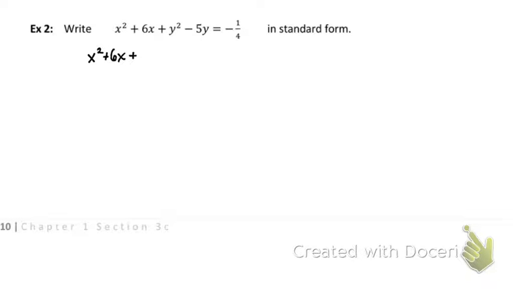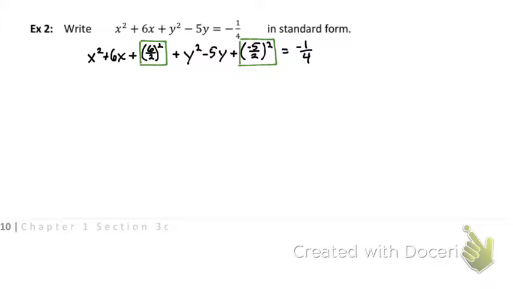So remember, this is b divided by 2, so this will be 6 divided by 2 squared, and I need to highlight this because we can't just add stuff in. Let's hold that for a second. Let's do the same thing for our y values. So we have y squared minus 5y. We need to complete the square, so that's going to be plus negative 5 divided by 2 squared. Highlight it again. And that's going to equal a negative 1 over 4.